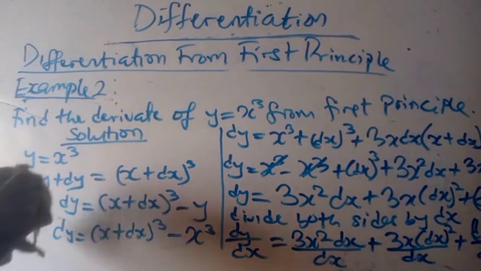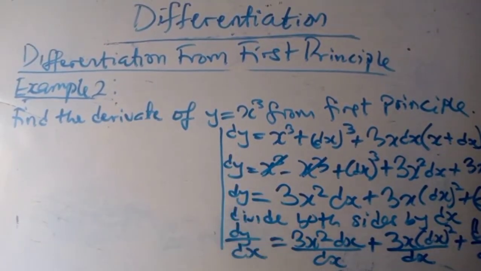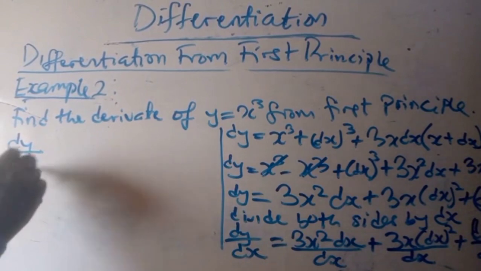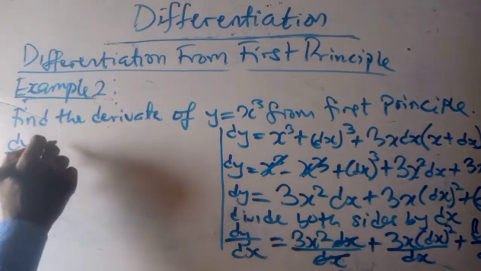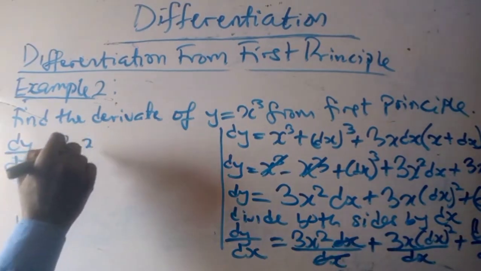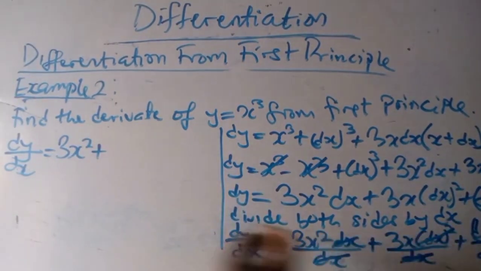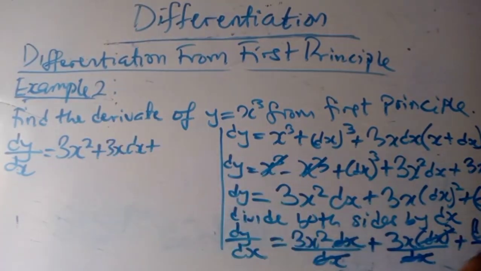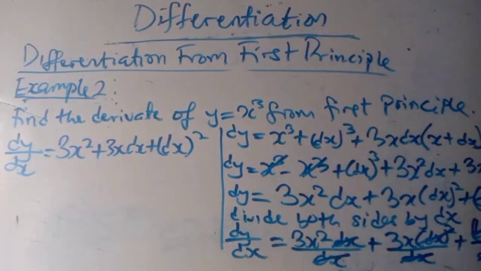So if we go by that, our dy dx is equal to dx crosses dx out. What do we have? 3x squared plus dx crosses dx out. We have 3x dx plus dx crosses dx out. We have dx raised to power 2. Then what do we need to do now?